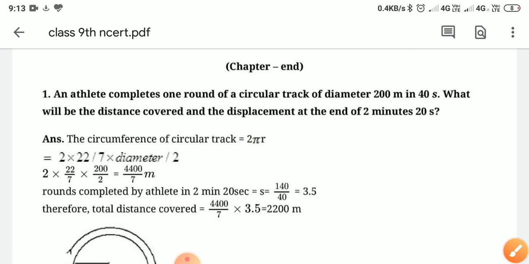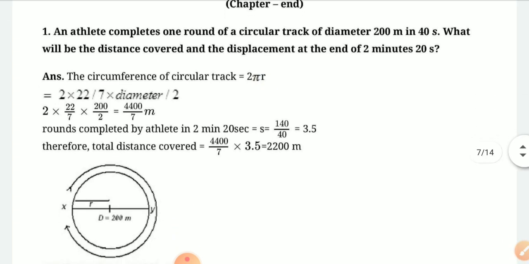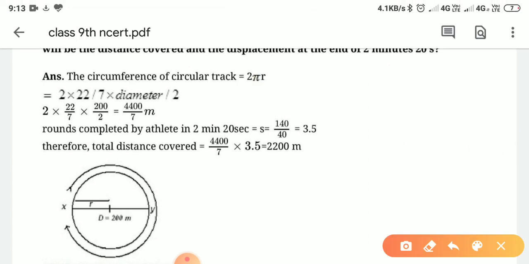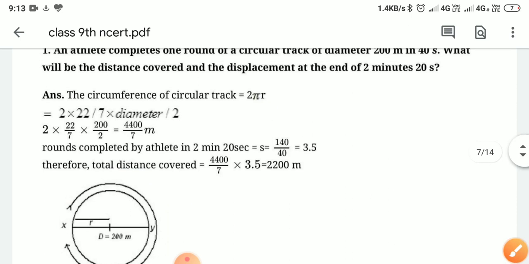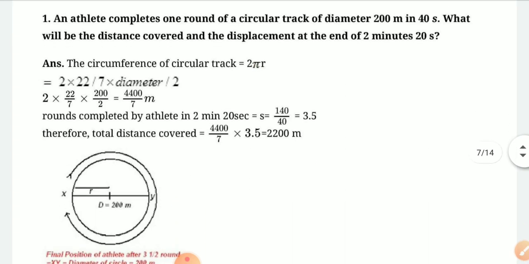Okay. He is asking about an athlete. Suppose the athlete is moving from this point X and completes one round in a circular path like that. This is one complete circle. For the second circle, it will move again from here to here, that is the second circle, like that. The track diameter is given as 200 meter, no problem.